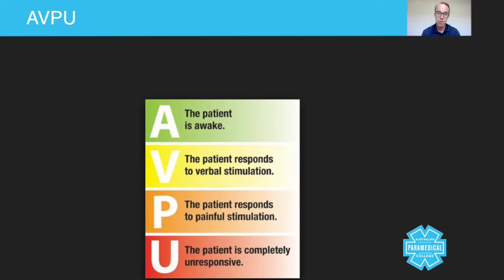Then the patient responds to painful. Now we're moving away from the word painful and we're starting to use the word pressure. So instead of us trying to do a painful response whereby we get our knuckles and we push it really deeply into the patient's sternum, we're moving towards pressure. So take your fingers and just give the trapezius muscle a bit of pressure, a bit of a shake.